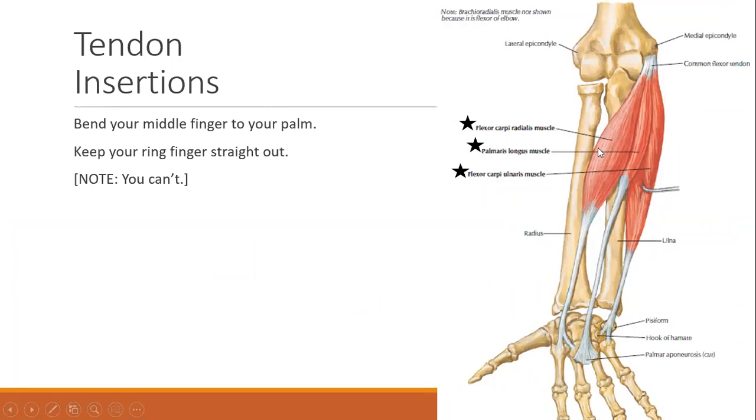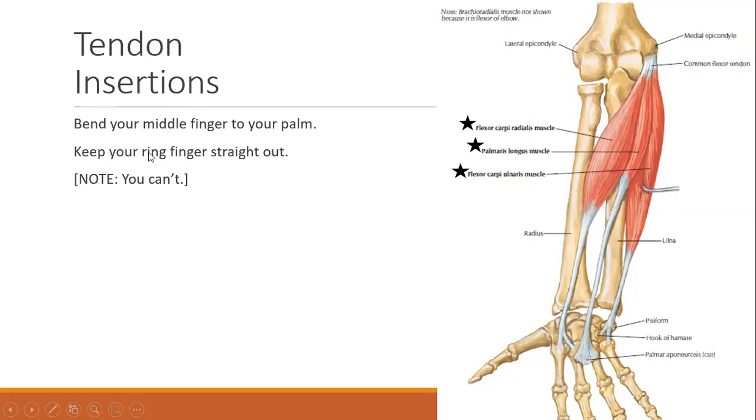Okay. So once again, showing you the insertions of the tendons of these different muscles. Here's your flexor carpi radialis on the radial side of your wrist, inserting on those carpal bones, versus flexor carpi ulnaris, inserting on the ulnar side of your wrist on those bones. And then your palmaris longus going all the way down and then ending as the palmar aponeurosis.